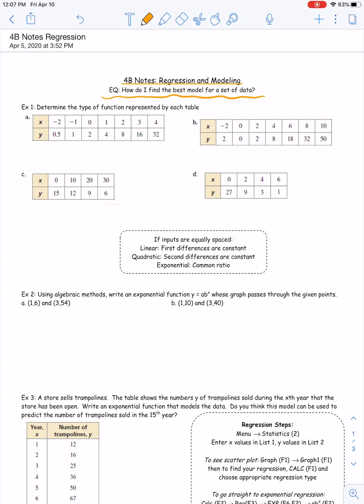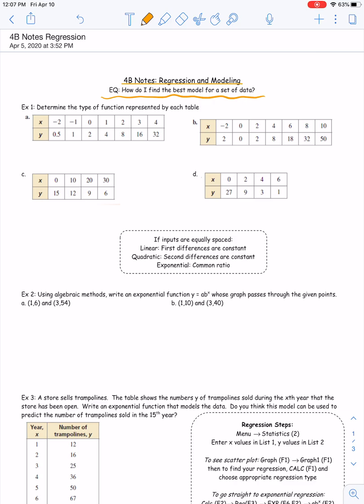So we're talking about regression and modeling. We've been giving you word problems with specific information, and you have to decide if it's exponential growth or decay and write the function based on the information given. Well, what if we don't give you a word problem, but just a set of data, and you have to decide if it's exponential or not, and then let your calculator come up with the model for that exponential or whatever kind of data it is.